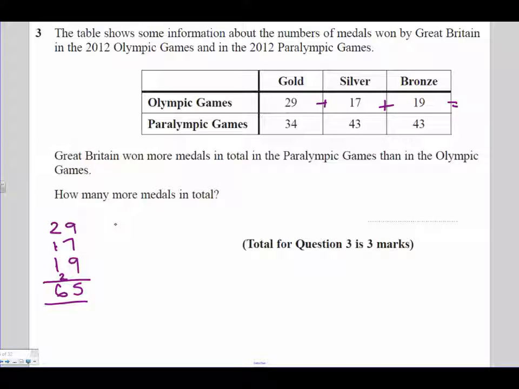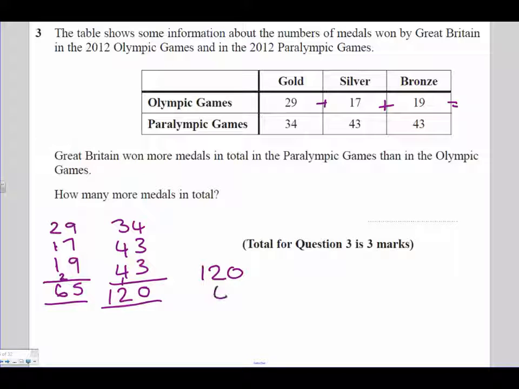The Paralympic medals were 34, 43, and again 43. Using the column method, 4 and 3 is 7, and another 3 is 10. So the 0 goes down and the 1 is carried. 4 and 3 is 7, and then another 4 is 11, plus the 1 we carried is 12. So we had 120 Paralympic game medals.